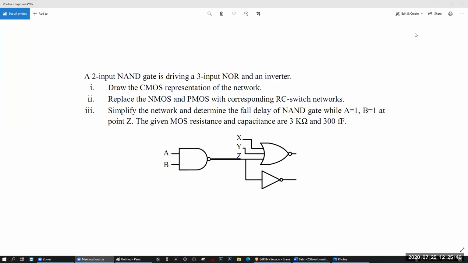Now I'm going to introduce one whiteboard. This is a whiteboard. So at first, an NMOS NAND gate. What is the NAND gate? In the NAND gate, the upper two will be parallel. The bottom two will be in series.